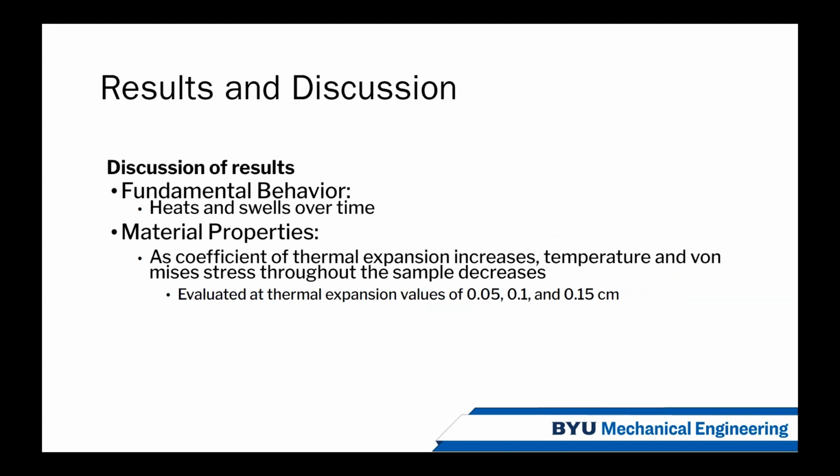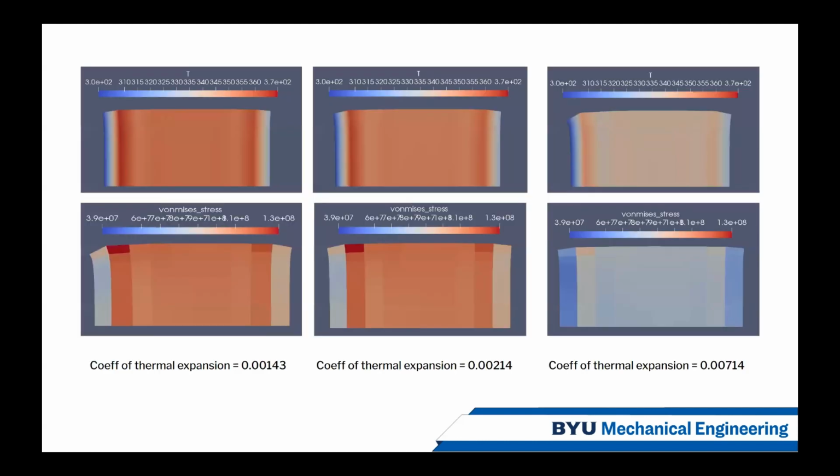Again, we saw some heating and swelling over time, but we did notice that as the coefficient of thermal expansion increases, the temperature and von Mises stress throughout the sample decreases. On the next slide, you will see the results evaluated at thermal expansion values of 0.05, 0.1, and 0.15 centimeters. Here we have, from left to right, our coefficients of thermal expansion from smaller to greater. And we can see as it gets larger, the temperature is reduced as well as the von Mises stress, which is what we discussed in the previous slide. And that is our project.